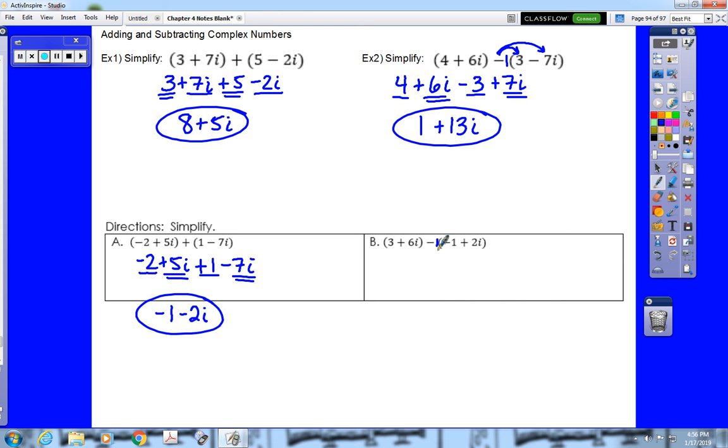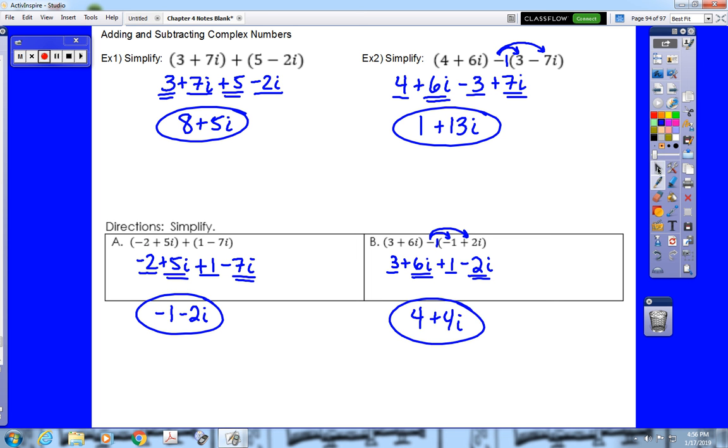On letter B, there's a negative 1 in front of the second set of parentheses. So we drop the first set of parentheses and then distribute negative 1. Negative 1 times negative 1 is positive 1. Negative 1 times 2i is negative 2i. Then we combine like terms. 3 plus 1 is 4. 6i minus 2i is 4i.